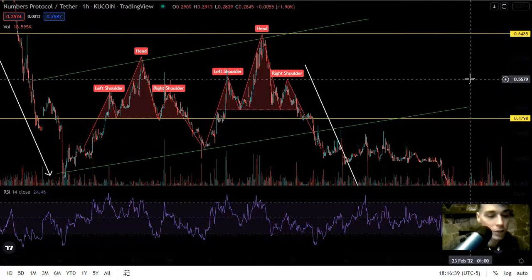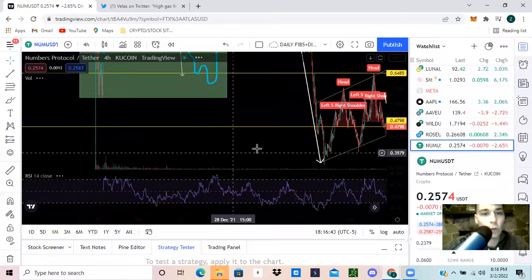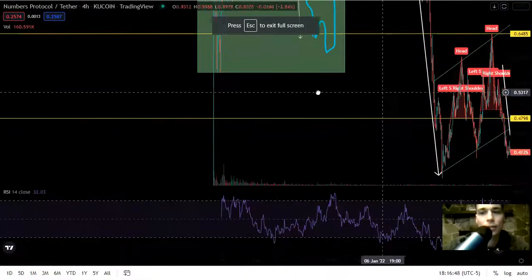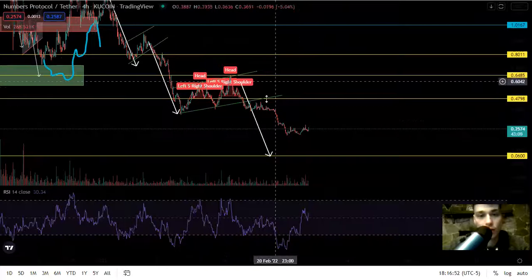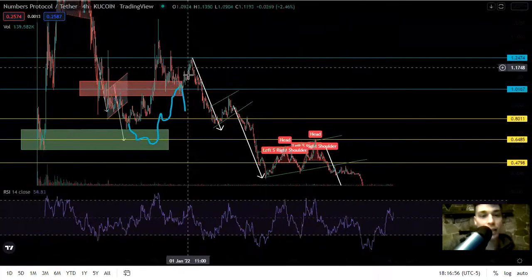Now we're going to zoom out just a little bit so you guys can see a little bit more clear, and we're going to go to the 4-hour chart. And I'm going to show you guys the bear flags that I've been charting on Numbers Protocol. Essentially we had a bear flag right here.